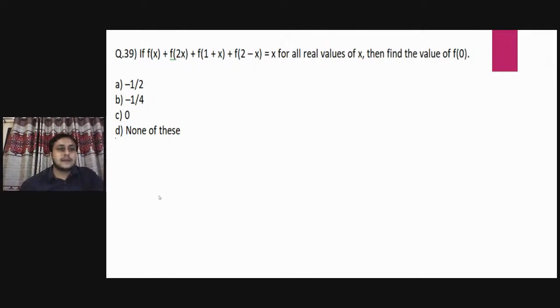Question is, if f(x) + f(2x) + f(1 + x) + f(2 - x) = x for all real values of x, then find the value of f(0). Well, these are very important questions for CAT exam and other government exams, right? इस तरह क्वेश्चंस काफी पूछे आ रहे हैं, right?